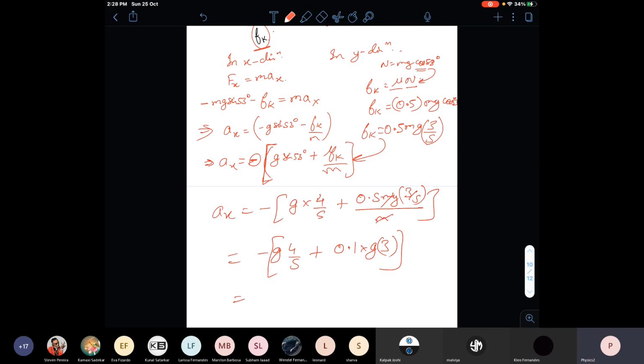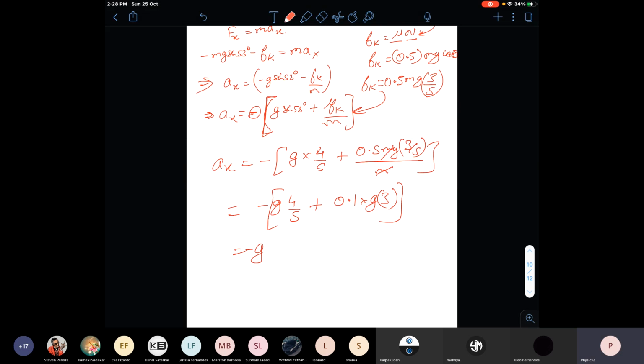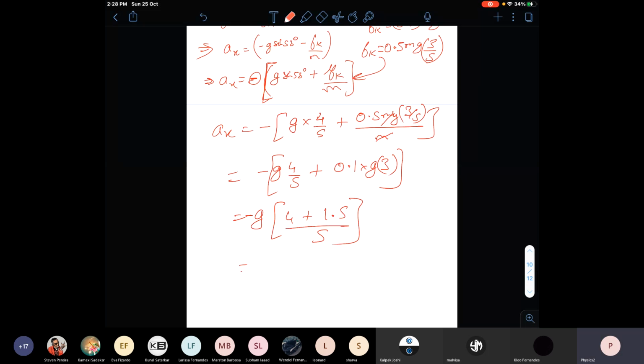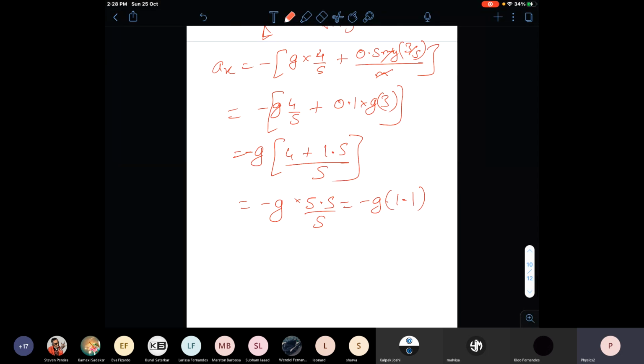So g can be taken as common, minus g outside, 4 plus, taking the LCM, 1.5 by 5. So this is the value. So minus g into 5.5 by 5, which is minus g into 1.1. So g is 10, and this comes out to be minus 11 meters per second square.